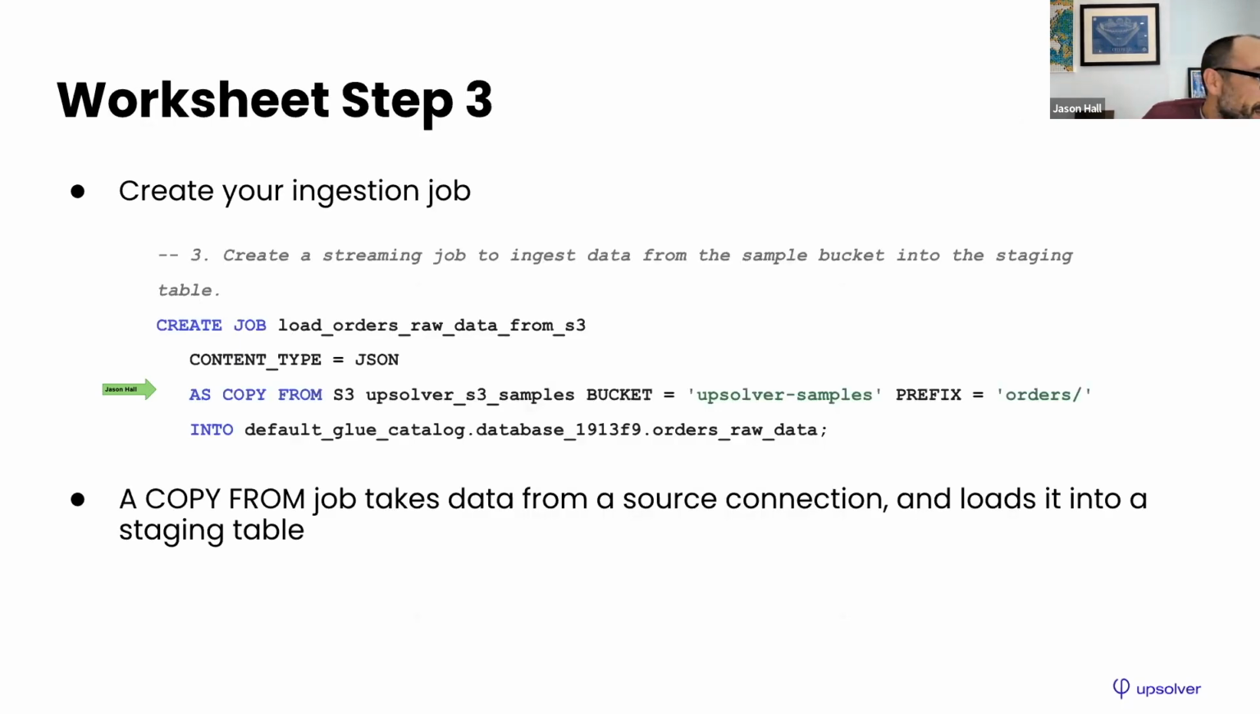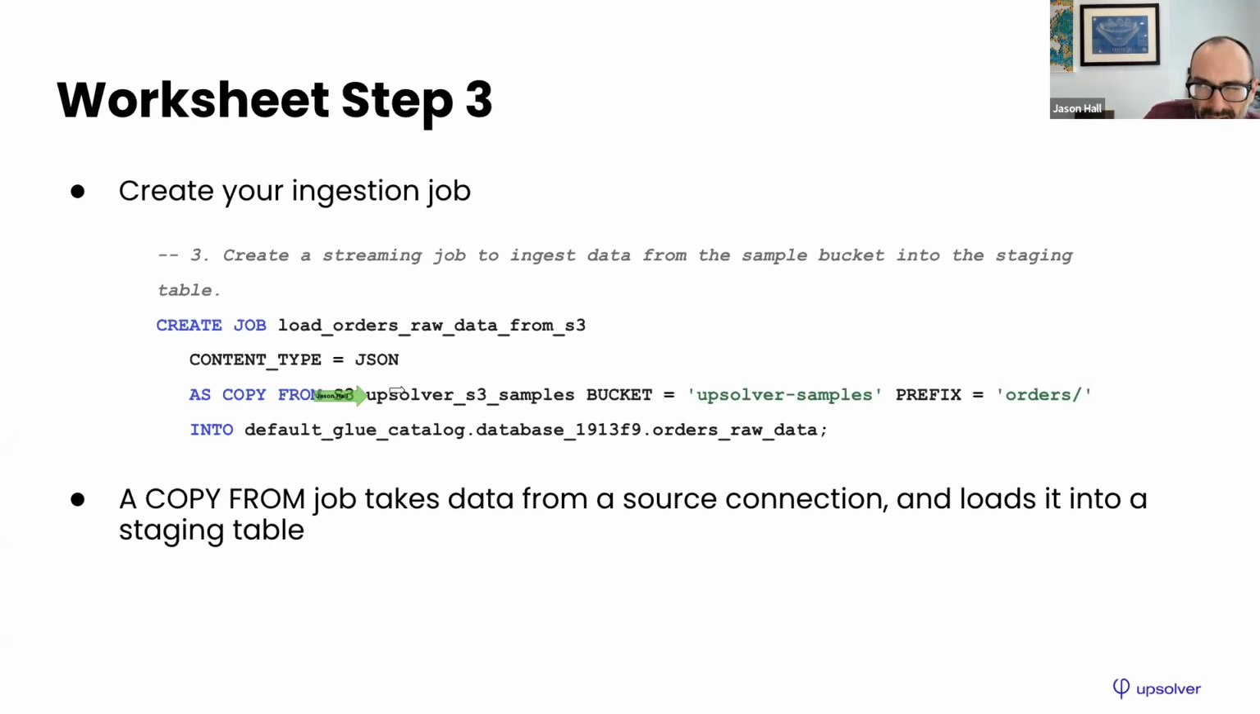Now, step 3 here is where we load data or create what we refer to as an ingestion job, or Upsolver refers to this as a copy from job. You can see the syntax here is pretty straightforward. Go ahead and create this in your lab right now. You can let it start running in the background. We're going to create a job and give it a name. We're looking for JSON content, and we're copying from the S3 samples connection that we created.